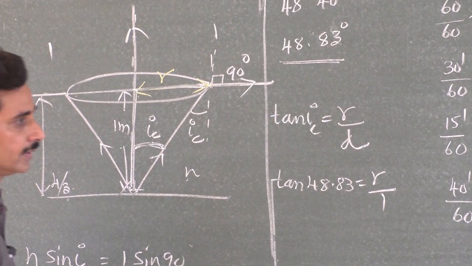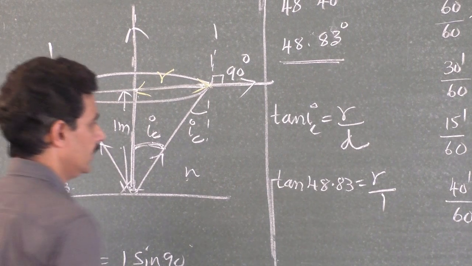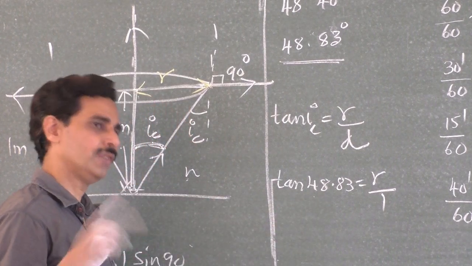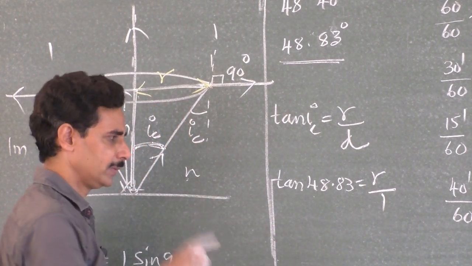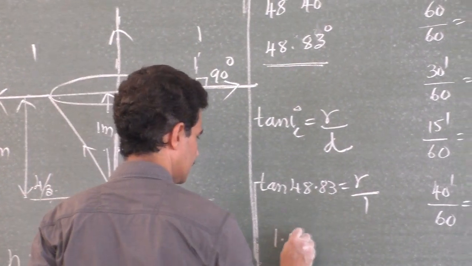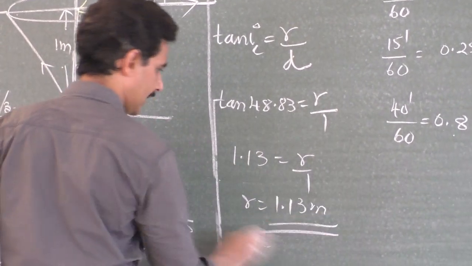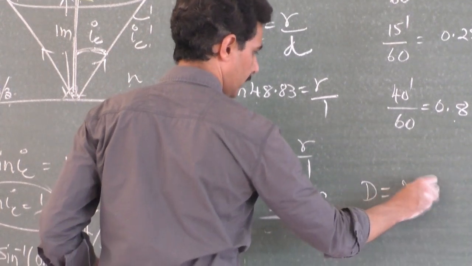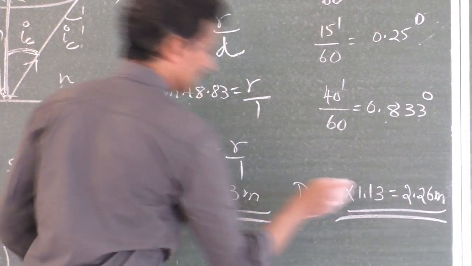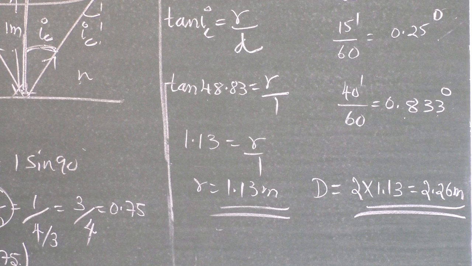Okay, yeah, it is 1.13, tan 48.13, because tan 45 degrees is 1, correct? If tan 45 degrees is 1, tan 48 will be just more than 1. It is 1.13. 1.13 is equal to r by 1, so r is equal to 1.13 meter. So what is diameter? Diameter is double this one, 1.13, that is equal to 2.26 meters. This is the answer. Okay, so that is the diameter of the circular patch.